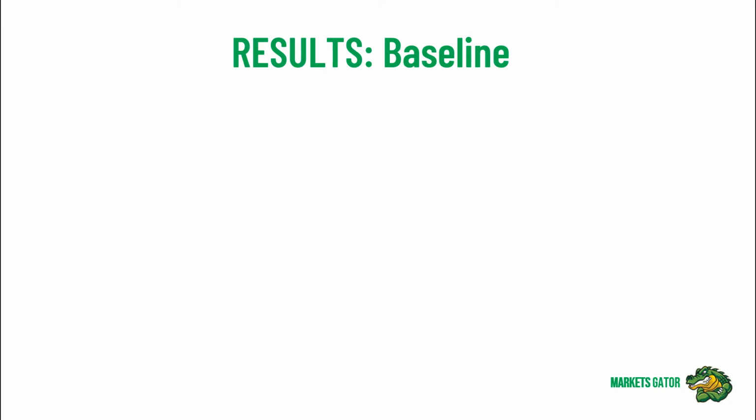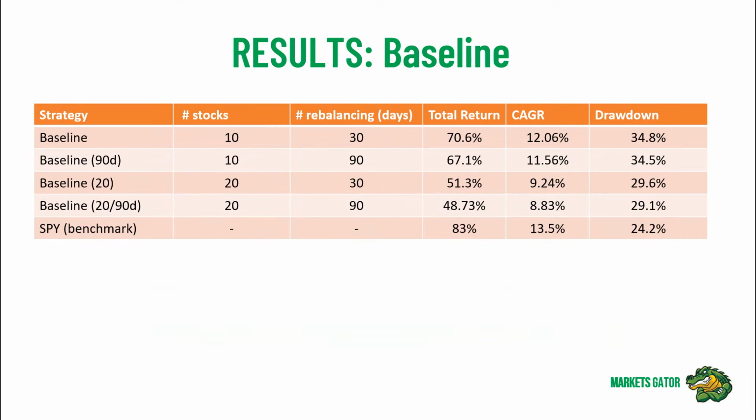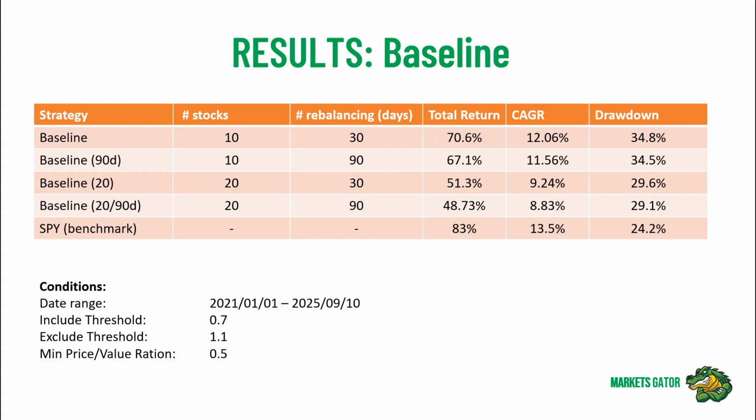For your convenience, here in this table, I collected the stats for these 4 runs. And what about Benchmark, our SPY fund? For the given period, it demonstrated the following results. Total return, 83%. Annual return, 13.5%. And drawdown, only 24%. So far, our strategy can't beat the market.